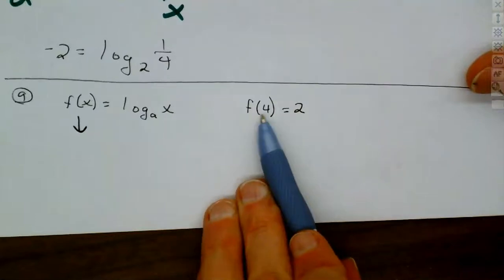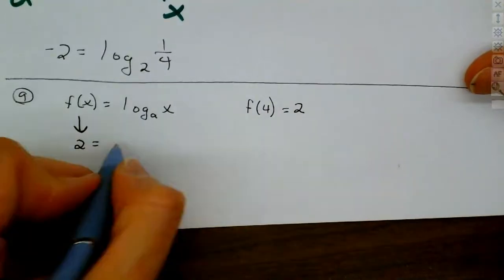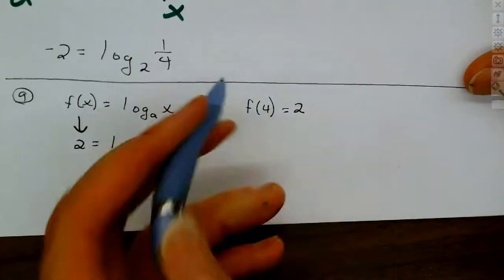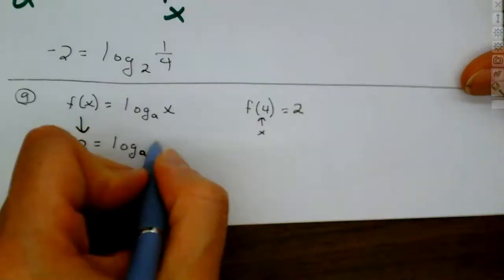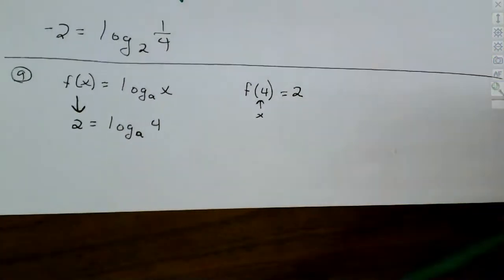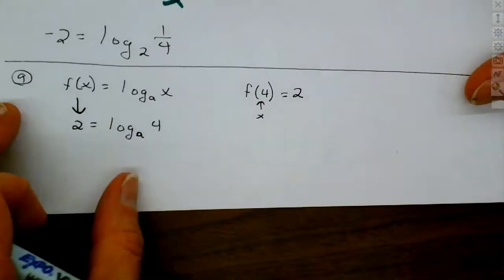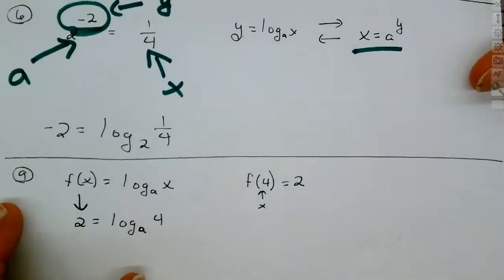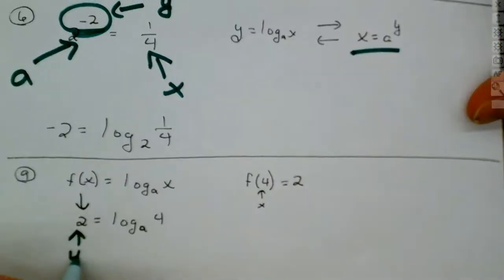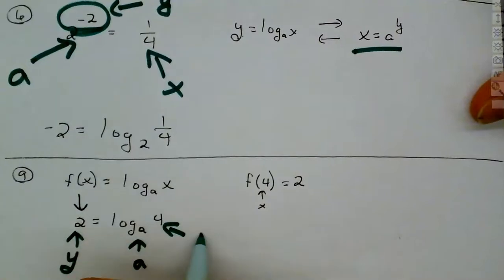So we know that f of 4 is going to be 2. So the f of 4 would be 2, and that's going to equal log base a, which is unknown, and what's our value of x? 4. So that's going in here. Now, how can we convert this to make it work? Well, right now it's a logarithm. When we look at our formula, remember our conversion formula is right up here. This is my y, this is my a, and that is my x.